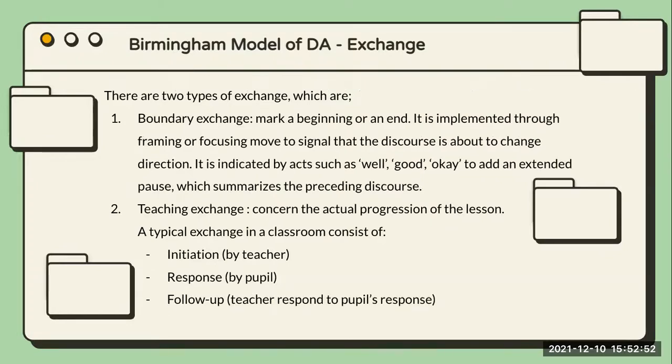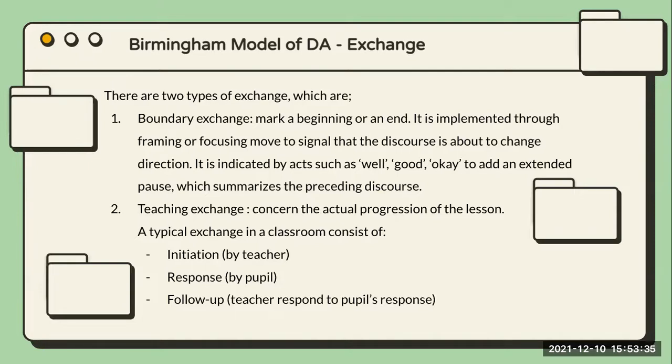The next is exchange. In the Birmingham model, there are two types of exchange. The first is boundary exchange, and the second one is teaching exchange. In discourse analysis, an exchange is a sequence of discourse moves by at least two speakers that forms a topical or subtopical unit. Let's talk first about the boundary exchange. Boundary exchange marks a beginning or an end. It is implemented through framing or focusing moves to signal that the discourse is about to change direction. It is indicated by acts such as well, good, okay, or an extended pause, which summarizes the preceding discourse.